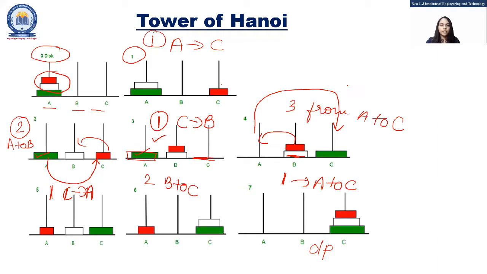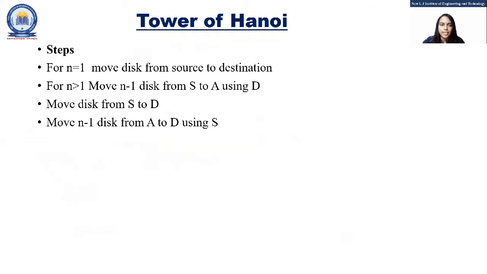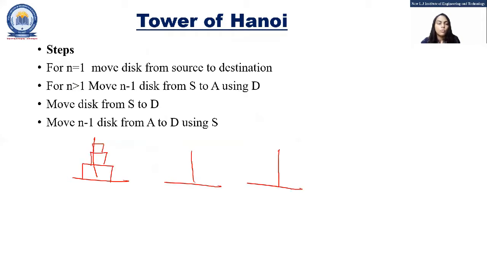So this is how we need to shuffle the disks and get all the disks onto the destination tower, right? And that too in minimum steps. It could take more steps also, but we need to solve it in the minimum number of steps. So ultimately the logic of this recursion is that if we have this kind of situation, where we have three disks, we should come to a situation where A only has one disk and C has no disk.